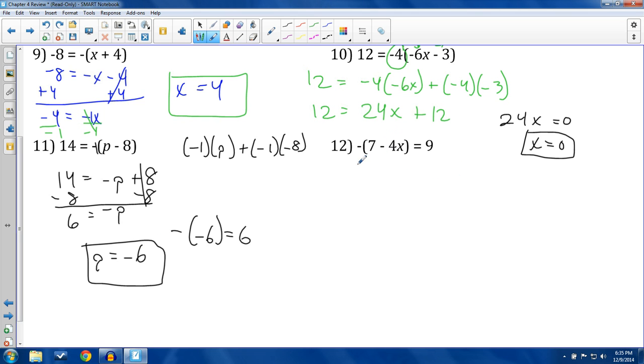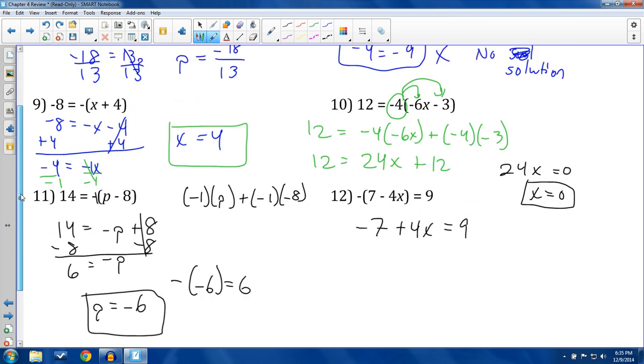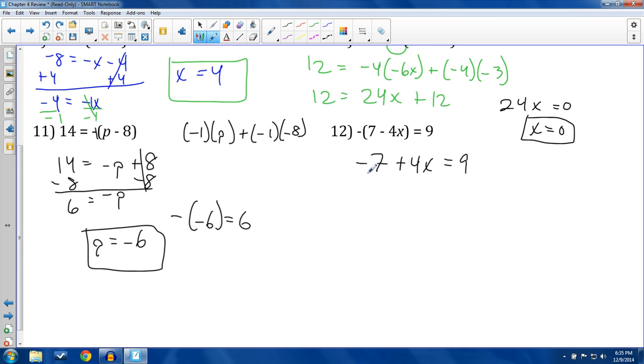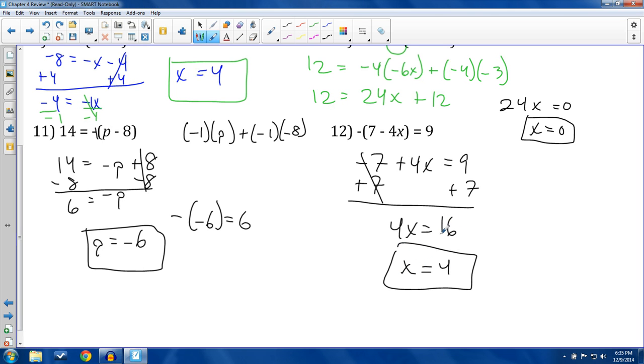Finally, number 12. Nothing much different out of the ordinary here. Negative 7 plus 4x. If you still have trouble with that, please rewind to the first time I did it on number 9 over here. Add 7. Boom, boom, boom, boom. 4x equals 9 plus 7 is 16. Divide by 4. X equals 4.